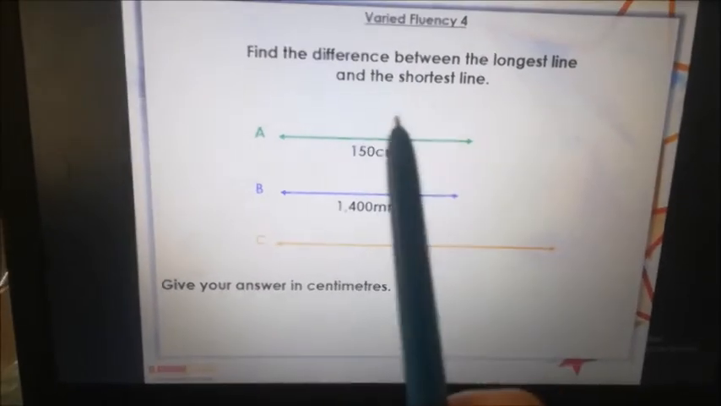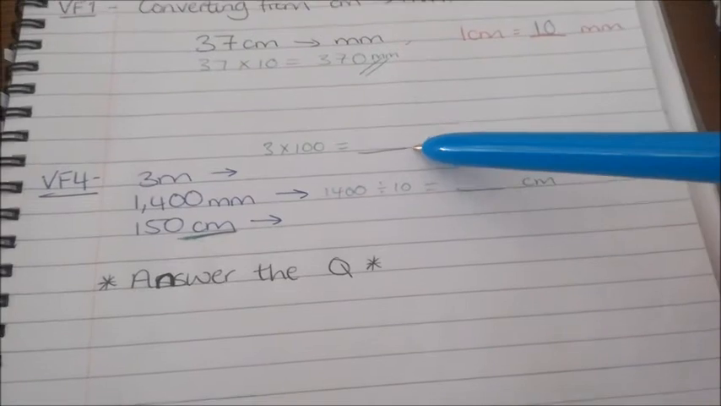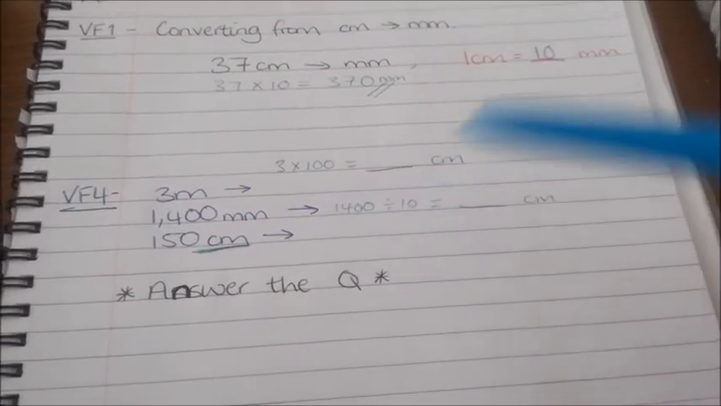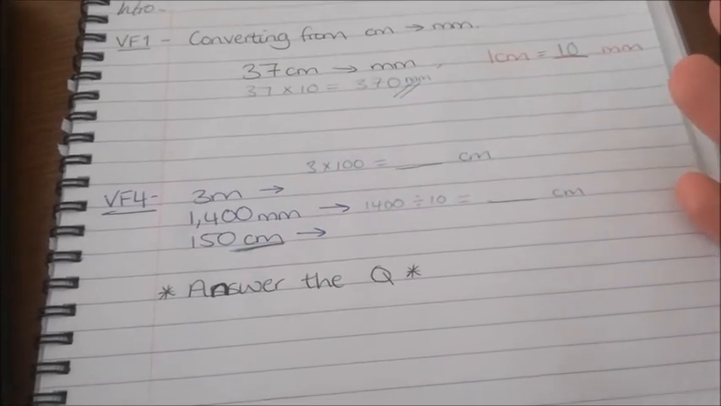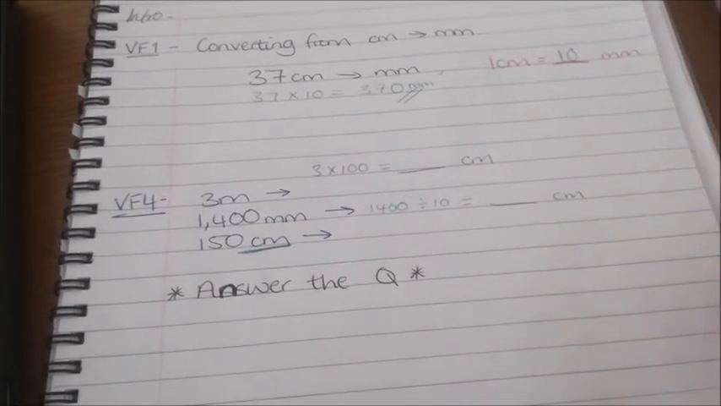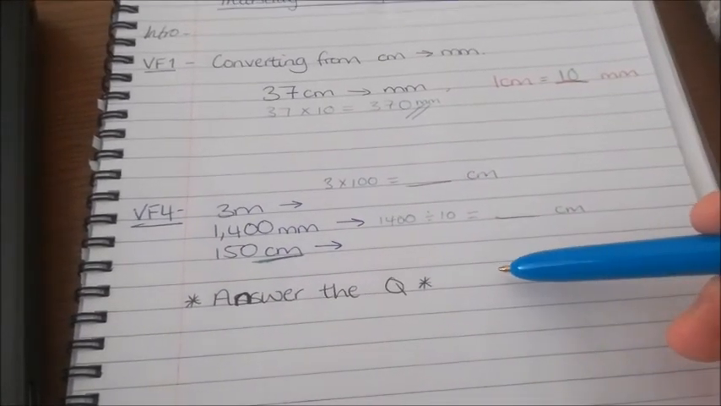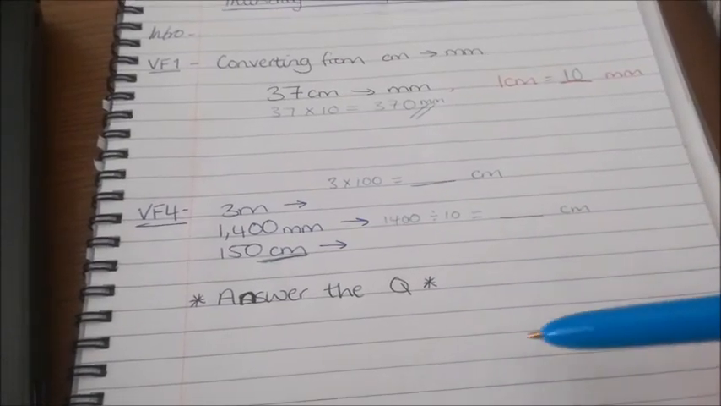Go back to the question. What is the difference between the longest and the shortest line? I can't answer that because I haven't worked these out, but you need to work out the difference. Difference would point and suggest that we're doing subtraction. Difference between the longest and shortest line: longest line, subtract the shortest line, and the difference will be the answer. So have a good go with that.